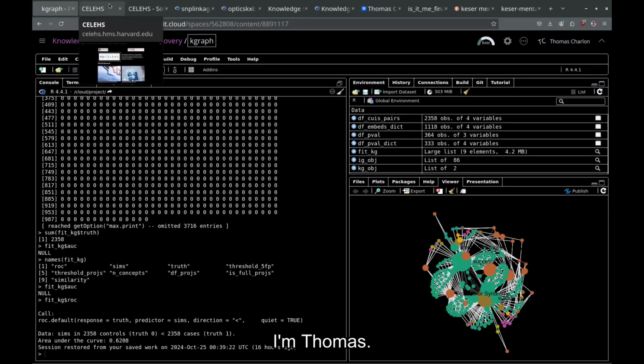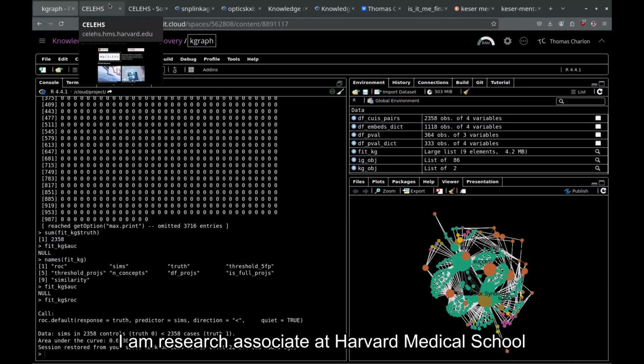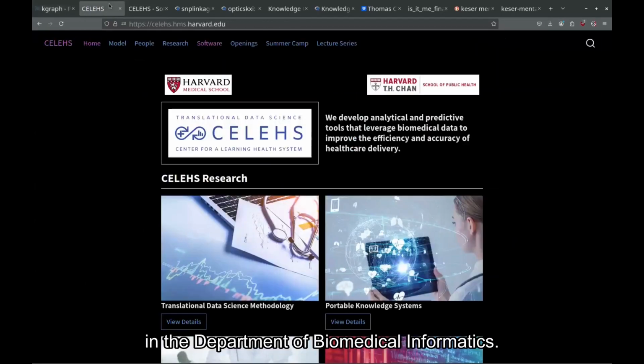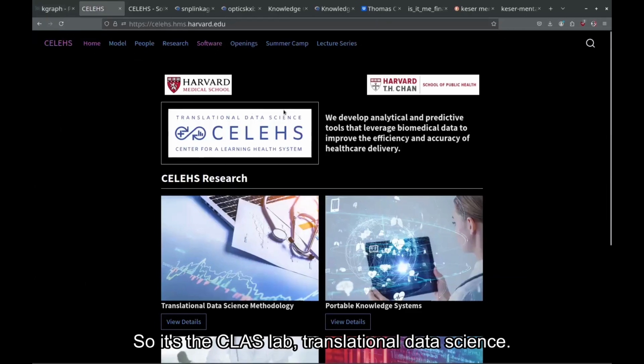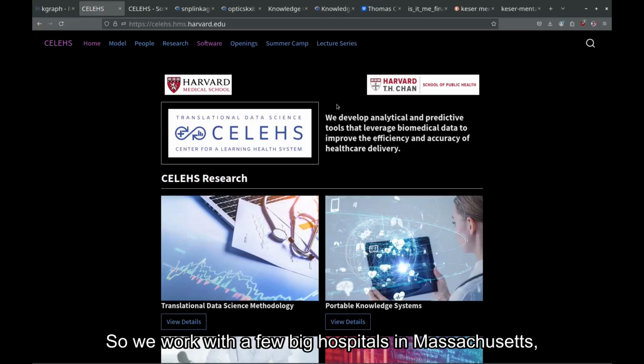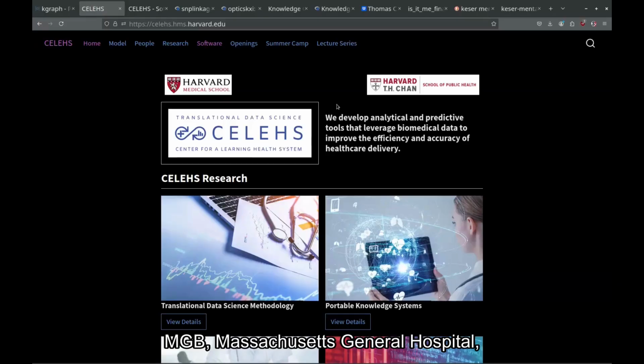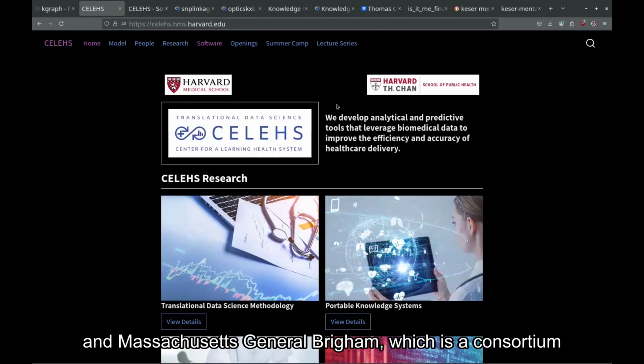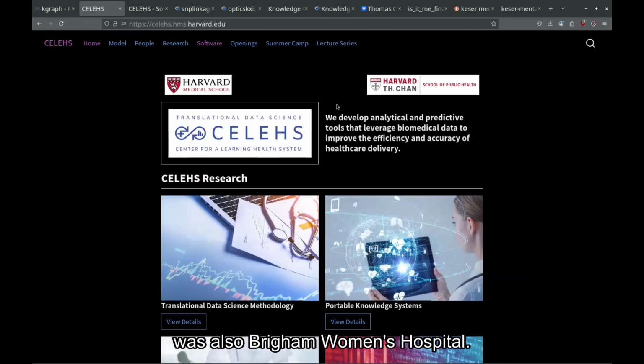I'm Thomas. I'm a research associate at Harvard Medical School in the Department of Biomedical Informatics. So it's the CLS lab, translational data science. We mainly analyze EHR, electronic health records. So we work with a few big hospitals in Massachusetts, MGB, Massachusetts General Hospital, and Massachusetts General Brigham, which is a consortium with also Brigham and Women's Hospital. We also work a bit with Veterans Affairs.